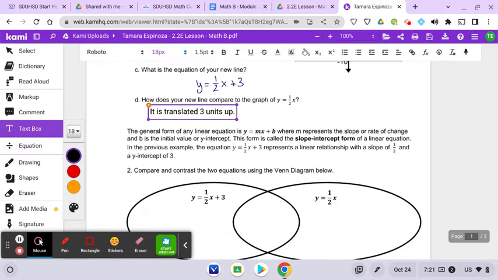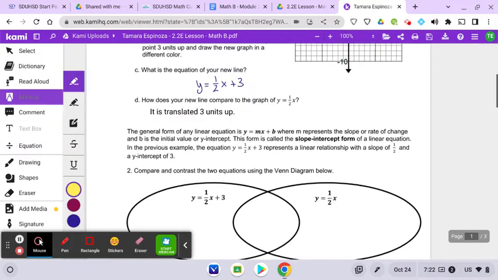The general form of any linear equation is y equals mx plus b, where m represents the slope or the rate of change, and b is the initial value or y-intercept. This form is called slope-intercept form of a linear equation. In the previous example, the equation y equals 1/2 x plus 3 represents a linear relationship with a slope of 1/2 and a y-intercept of 3. Compare and contrast the two equations using the Venn diagram below.